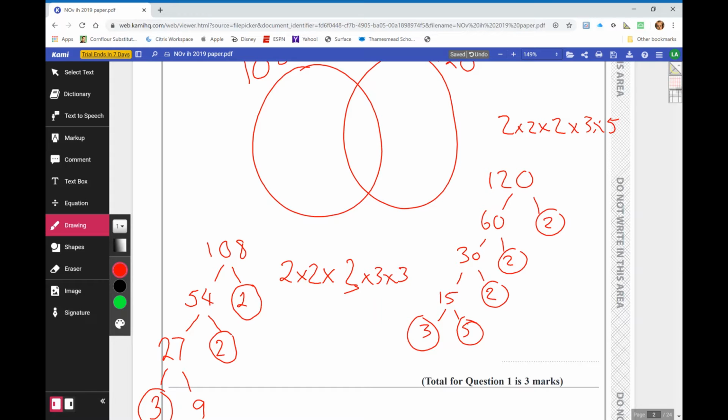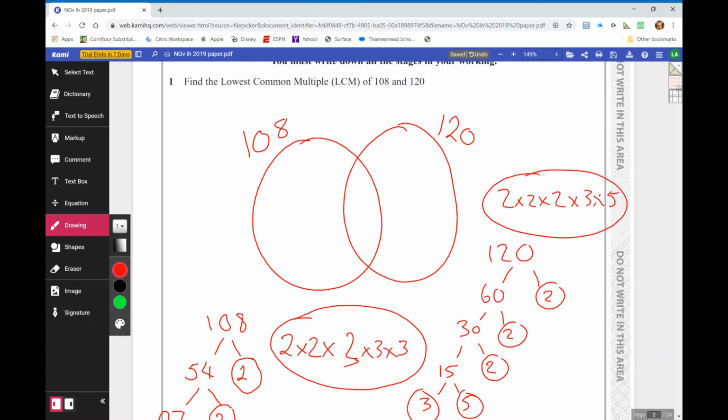So then we place this information, this one for 108 and this one for 120, into the Venn diagram. So 108 and 120 share a 2, so when they share, it goes in the middle, but you only put one in there. It's really important you don't put both in. And then they share another 2, and they share a 3. And then 120 has an extra 2 in it and an extra 5, and 108 has 2 3s. Okay, so that's our Venn diagram done.